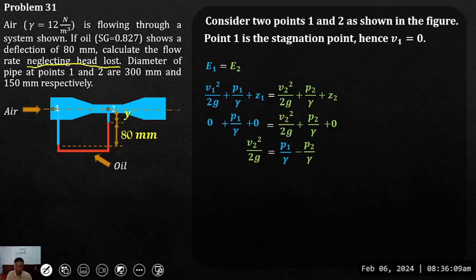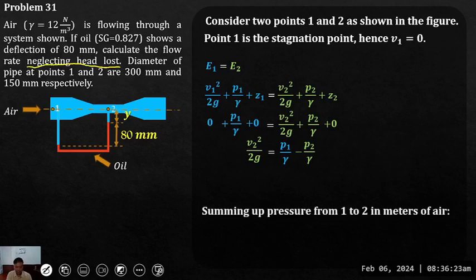Okay? So, ibig sabihin, we need to know the value of the pressure difference between point 1 and point 2. Okay, so how do we do that? Now, in fluid mechanics, no, natutunan na paano mag-compute ng pressure difference in a U-tube manometer. So, i-apply lang natin yung concept na yan dito po sa problem na to. No, so we're going to sum up pressures no, from point 1 to point 2 in meters of air kasi air yung nagpo-flow dito sa system natin.